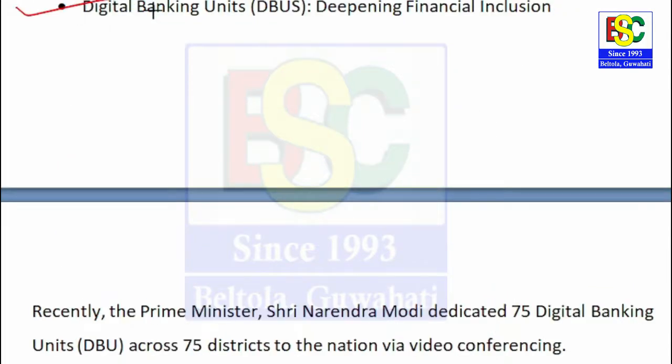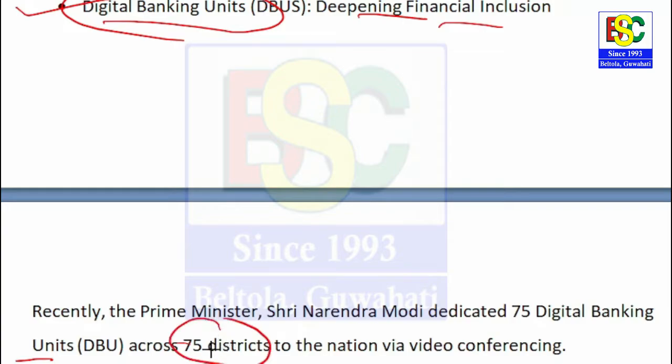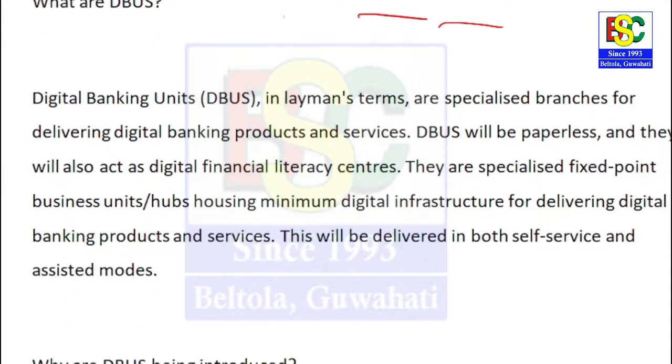Next, there was a new thing called digital banking units. Let's study what it is. Digital deepening financial inclusion: the Prime Minister launched digital banking units in 75 districts. What are those? Digital banking units are specialized branches for delivering digital banking products.